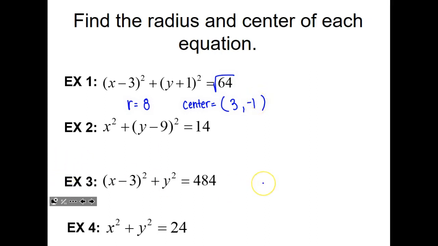Alright, 2 is just a little bit trickier. What's the radius for 2? It's the square root of 14. We can't take the square root of 14, so we just write the square root of 14 for that. The center is even a little bit trickier. It will be at 0, positive 9. So if there is no number with your x squared, it's the same as having x plus 0 squared there, right?